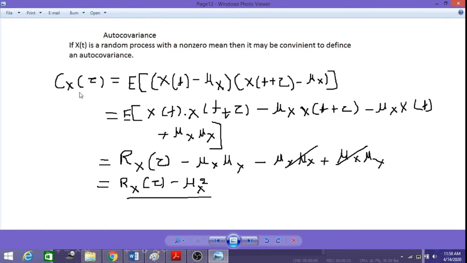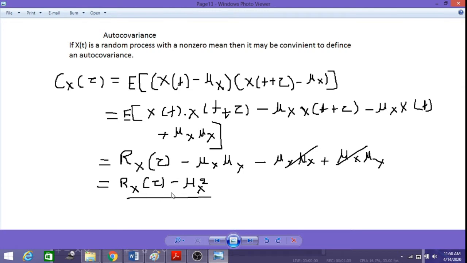So the mathematical definition of autocovariance is defined as Cx of tau is equal to an expectation of x of t minus mu x, times x of t plus tau minus mu x. We know that the mu x of t is equal to mu x, it's a constant. So when you open up the bracket and simplify this here, the mu x square terms will get cancelled. So ultimately we will get the autocorrelation of tau minus mean of x square. So this is the covariance mathematical definition.